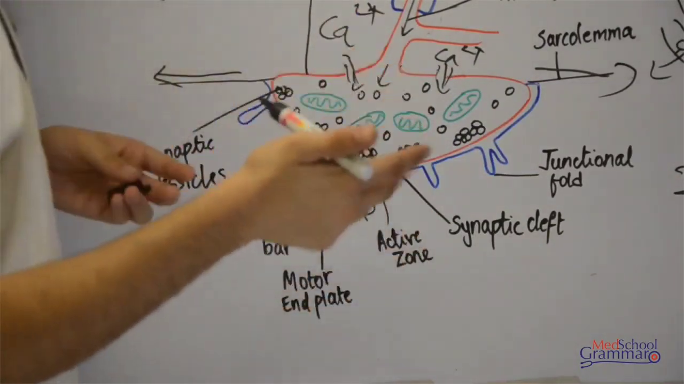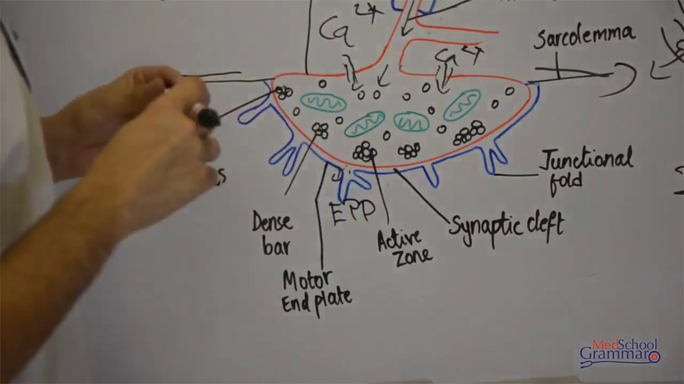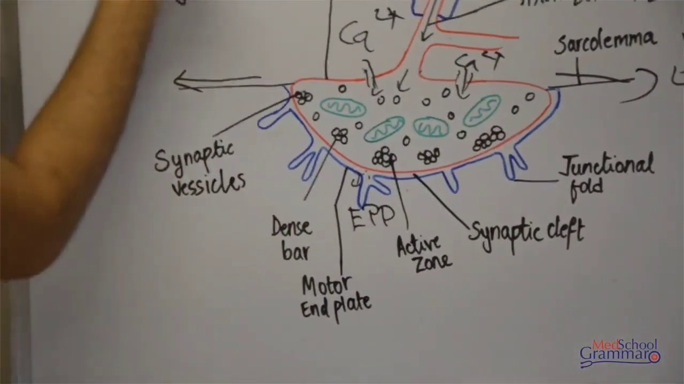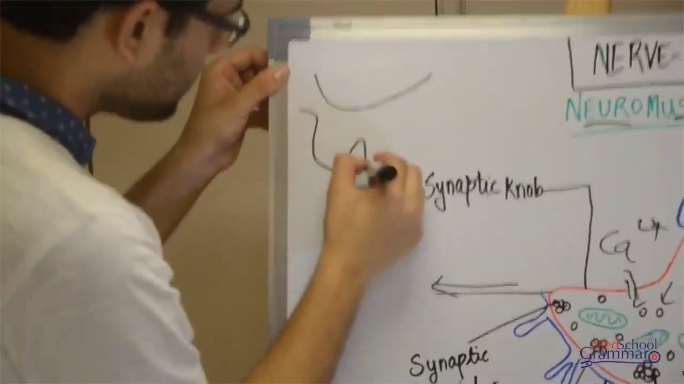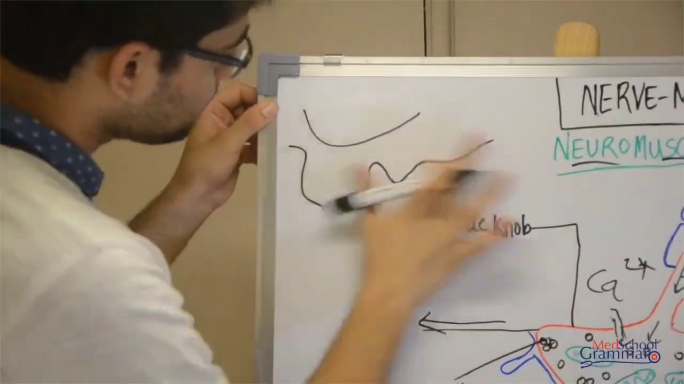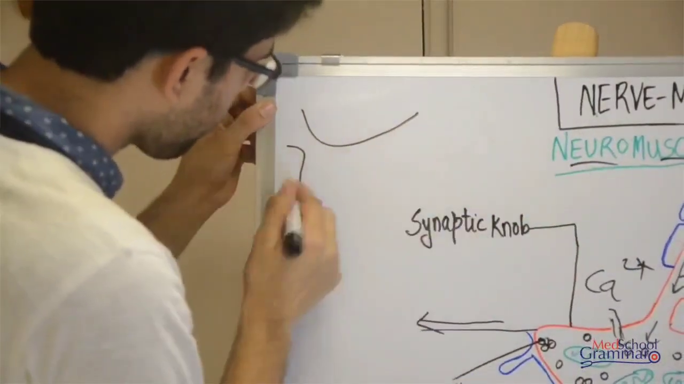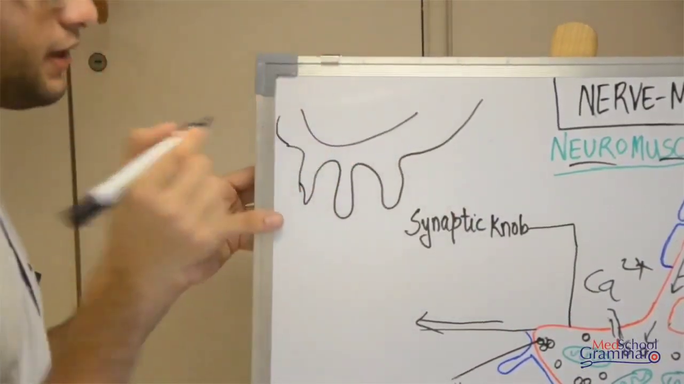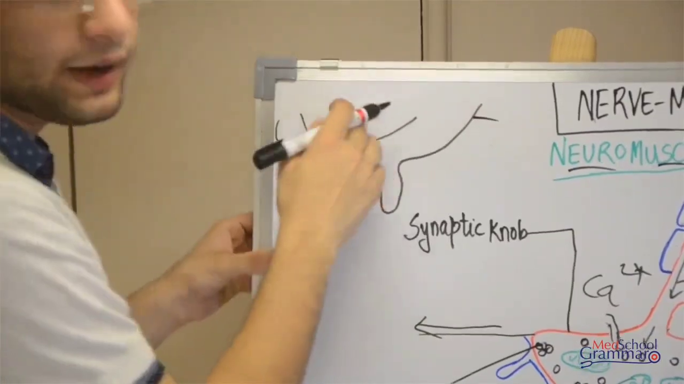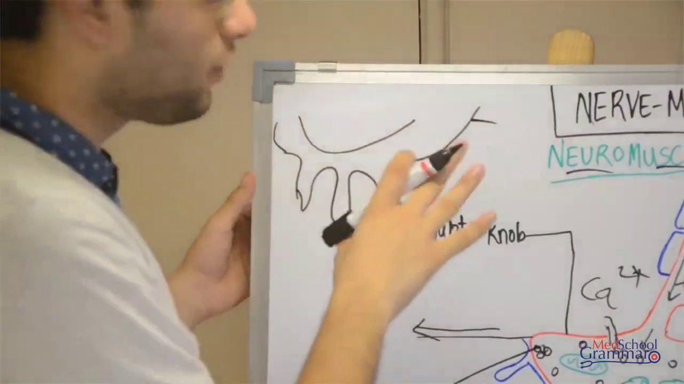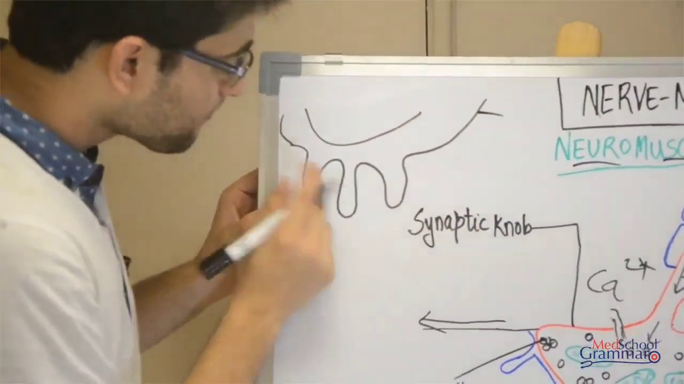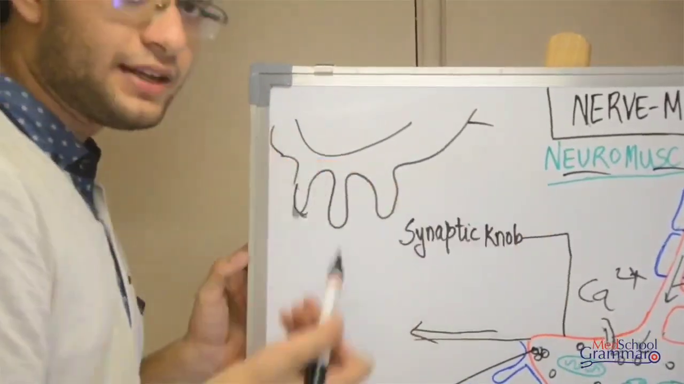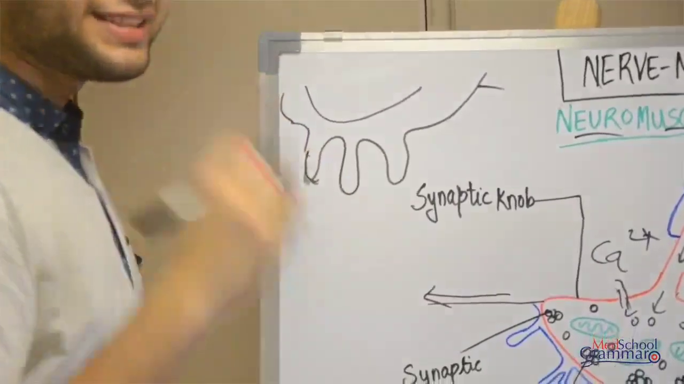Now I'll draw this part again over here. These are the clefts in the muscle membrane. This is the sarcolemma, this is the neuron part. Forgive my drawing, it's very bad. Now what we saw was that acetylcholine is released and bound to the receptors.